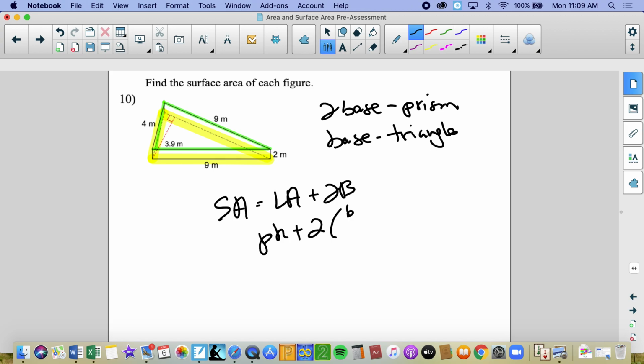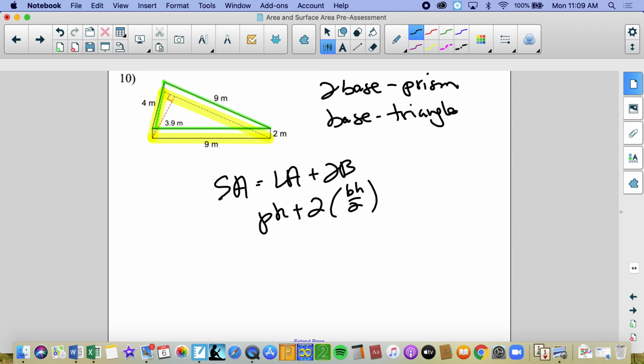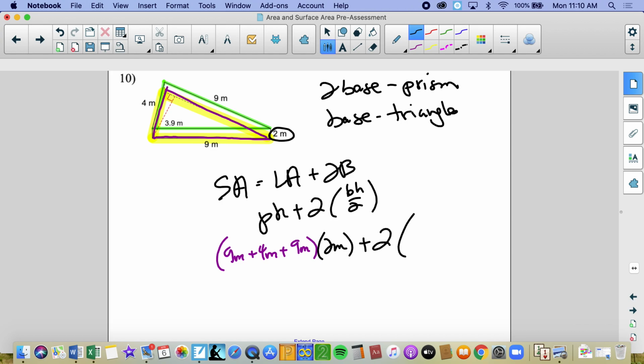Plus 2 times the base shape. My base shape is a triangle. So the formula for a triangle is base times height divided by 2. All right, perimeter. What's the distance around my base? The distance around my base is 9 meters, 4 meters, and then 9 meters. So my perimeter is 9 meters plus 4 meters plus 9 meters. And I'm going to multiply that by the height, the distance between the two bases, 2 meters, plus 2. Now my base of my triangle.